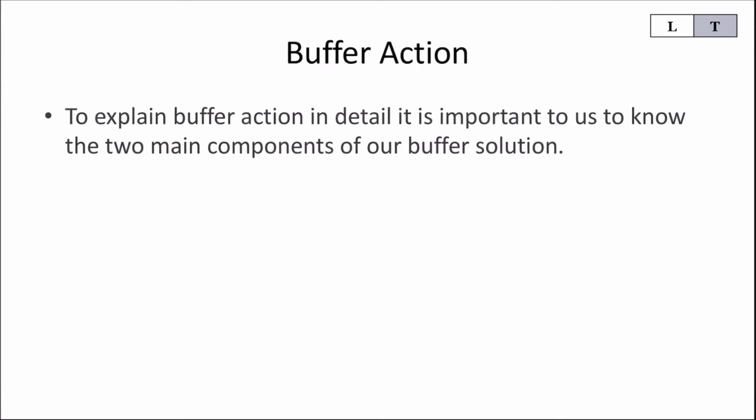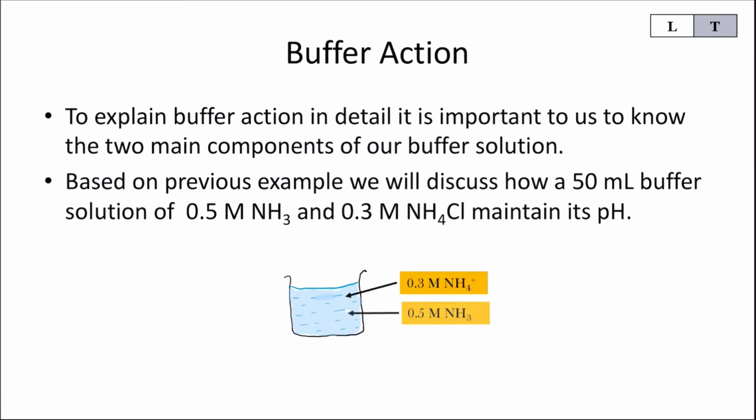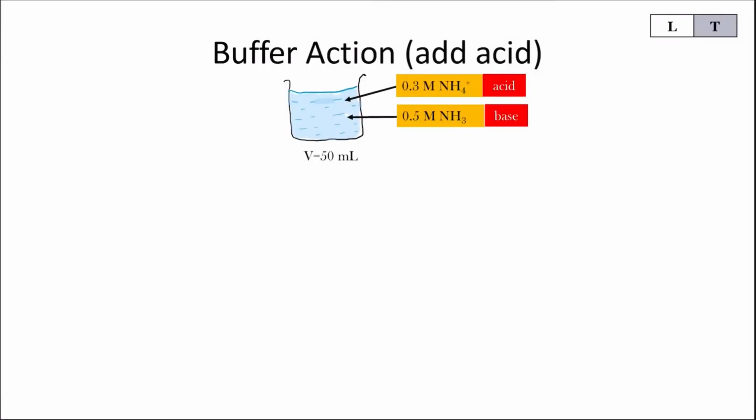So in order for us to know how the buffer action takes place, we need to identify two main components for our buffer solution. Kita akan gunakan contoh yang sama daripada example 18 so that awak tak confused. So it's going to be between ammonia dan juga ammonium chloride. So you have this buffer solution and then you have the ammonium ion and then ammonia, then the volume will be 50 ml. So mari kita teruskan dengan buffer action. Ada dua, kita fokus dulu when you add strong acid. After this, baru kita fokus when you add strong base.